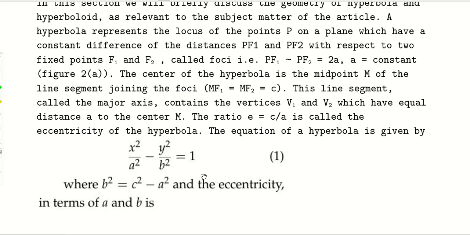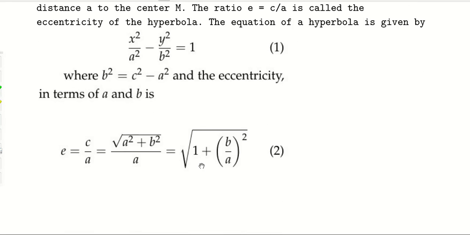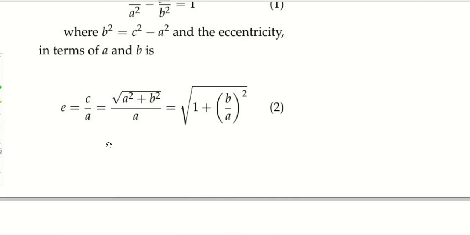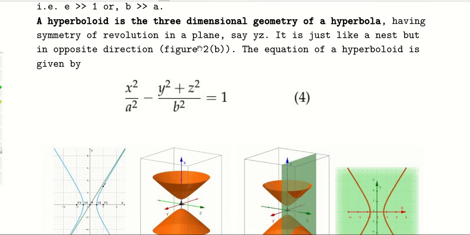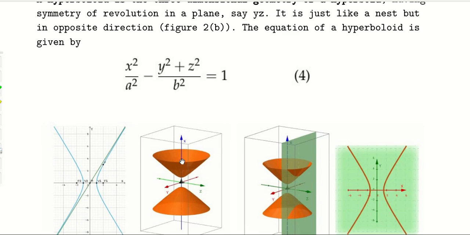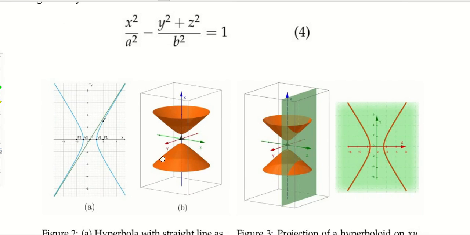The first thing is the equation of a hyperbola. Most generally, I would like to tell you the equation of a hyperboloid, which is a curve in 3D: x square by a square minus y square plus z square by b square is equal to 1. The shape of the hyperboloid is this, and if you take projections of this 3D surface onto a flat plane, it will give you very interesting results.